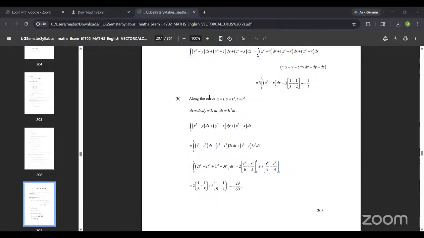After the simplification, we are getting 2t power of 5 minus 2t power of 4 plus 3t power of 8 minus 3t cube, which equals 2 into t power of 6 by 6 minus t power of 5 by 5 plus 3 into t power of 9 by 9 minus t power of 4 by 4. Now apply the limit 0 to 1. After simplification, we are getting minus 29 by 60.